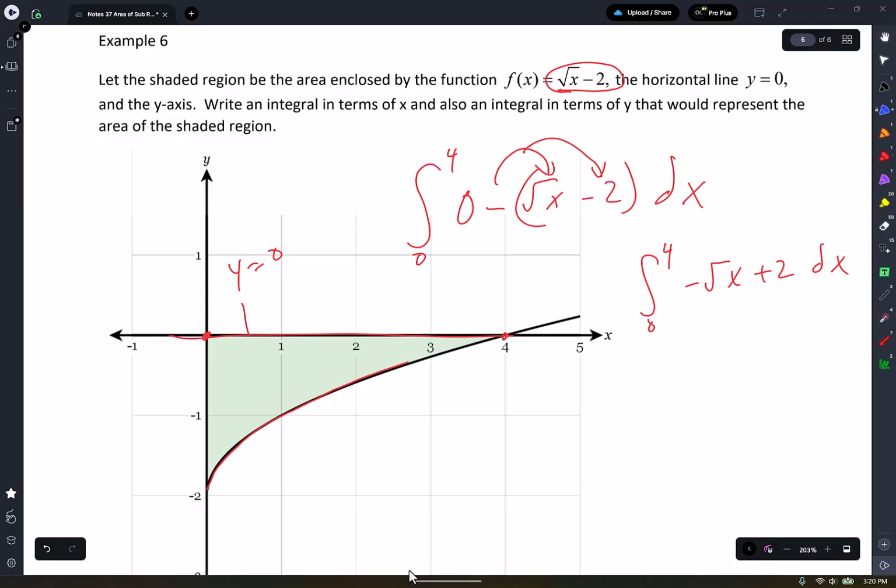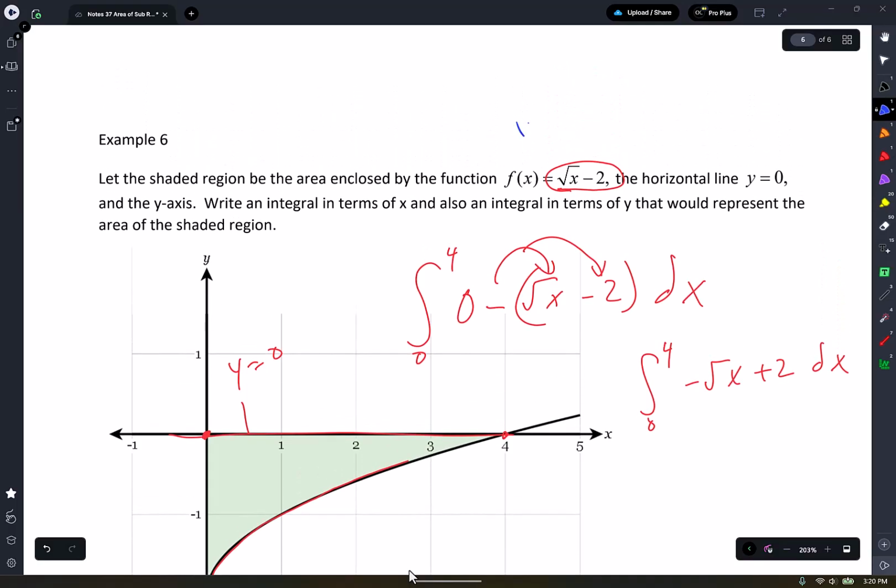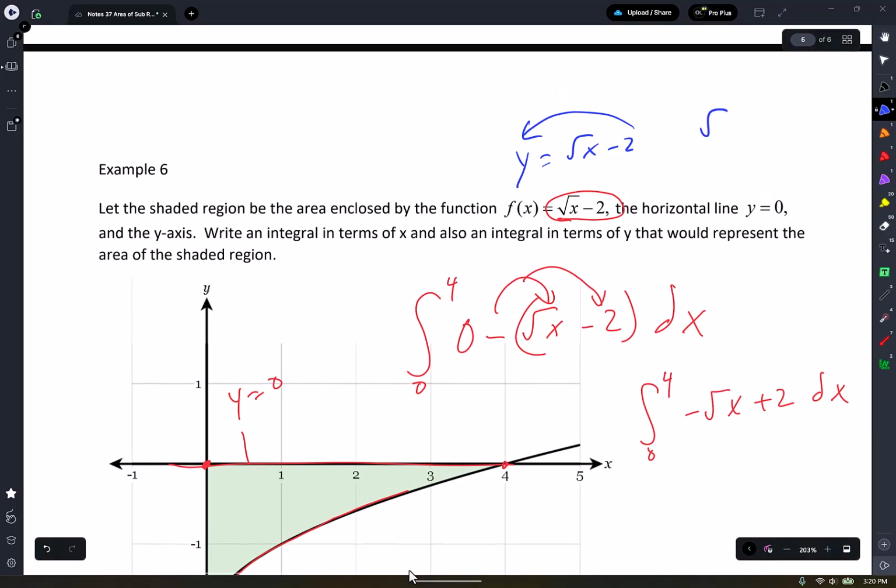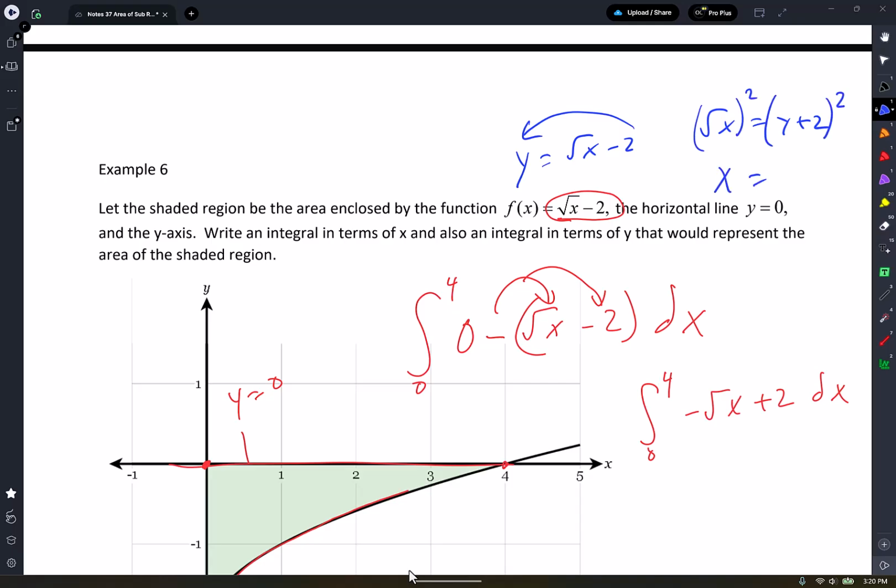In terms of y. Well, if I need to have it in terms of y, so y equals square root of x minus 2, move the 2 to the other side. Square root of x equals y plus 2. Now, how do I get this to be x equals? Square, square. Don't try to simplify it. This is simplified. A binomial with a square on it. Y plus 2, close it squared.